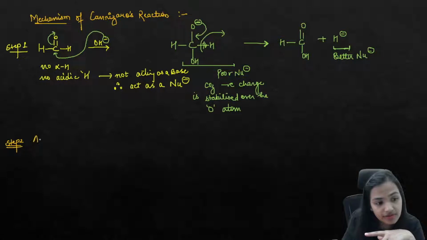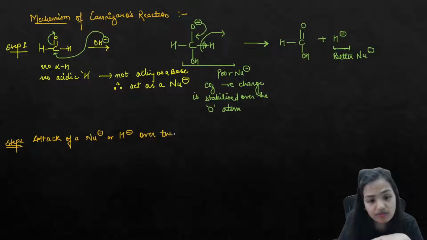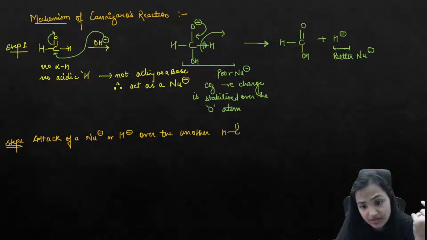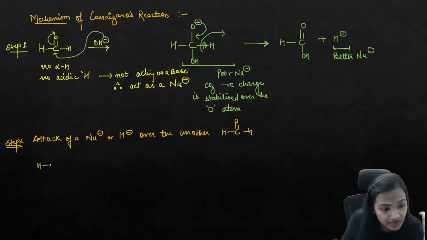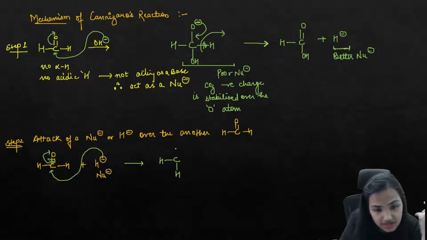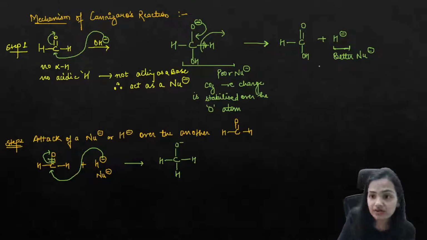In step number 2, there will be the attack of the nucleophile, the hydride, over another aldehydic group, another formaldehyde. So now this is the second part that we have to do. Now we have another formaldehyde, and we have H negative as a nucleophile. So what will this nucleophile do? This nucleophile will again attack the carbonyl carbon. This bond will be broken in such a way, and we will be getting HCH. This will become O negative. This is already H. So now this is so formed, and this is one of the products, and this is the other product.